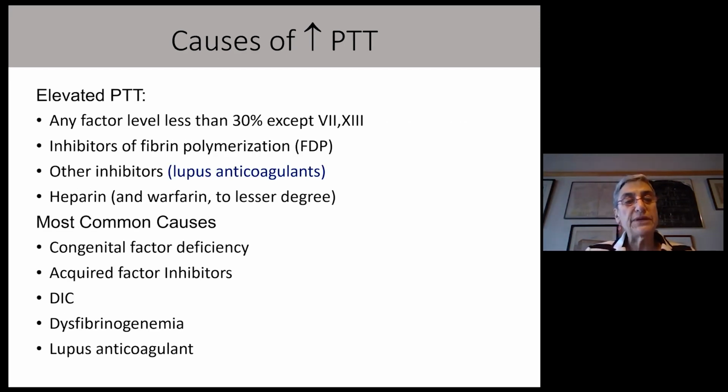Causes of an increased PTT include any factor level less than 30%, with the exception of factor 7 and factor 13. It is also affected by fibrin degradation products, other kinds of inhibitors, and heparin. The most common causes are congenital factor deficiency, acquired factor inhibitors, DIC, dysfibrinogenemia, and again, the lupus anticoagulant, which we'll come back to.